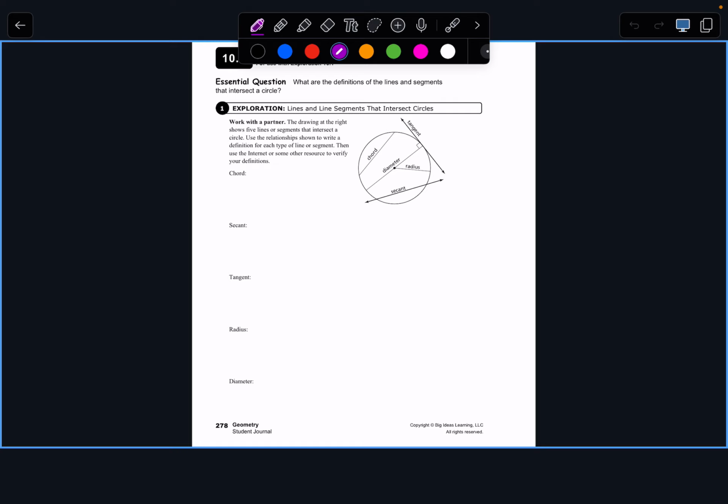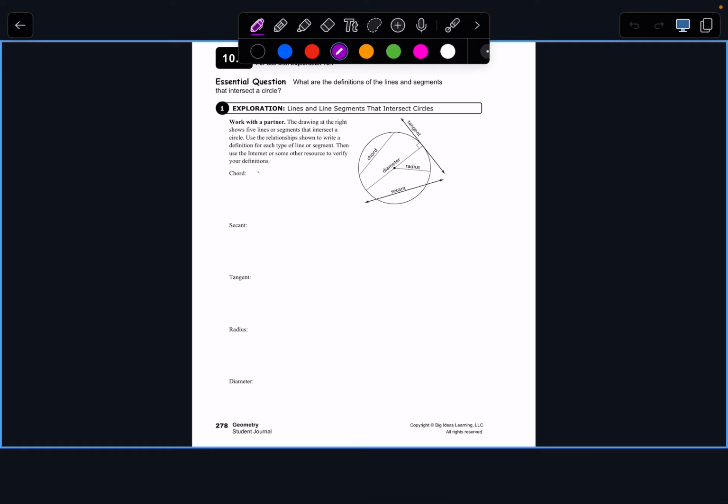Let's start with chord. What do you notice about a chord? It's like inside the circle. Okay. What else about it? Is it a line? No, it is a segment that goes across the circle whose end points are where? On the circle. There we go.